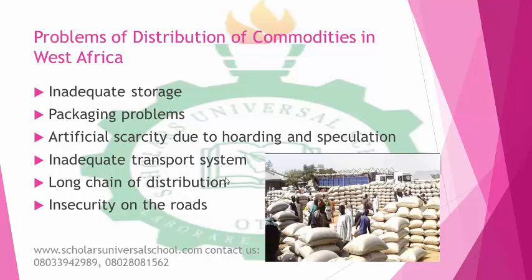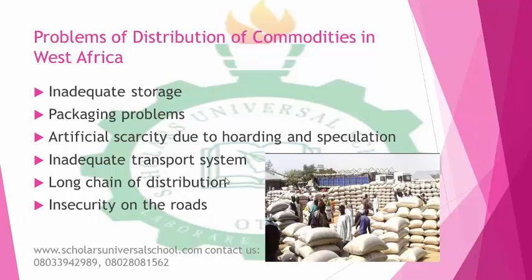So it's not that the commodities are not readily available, just that they are keeping them so that they make sure that they inflate the prices of such commodities. So that's another problem facing the distribution of agricultural produce in West African countries. We also have inadequate transportation system. We lack proper transportation facilities to transport most of the agricultural produce from the farmland to the marketplace. So it becomes a problem.